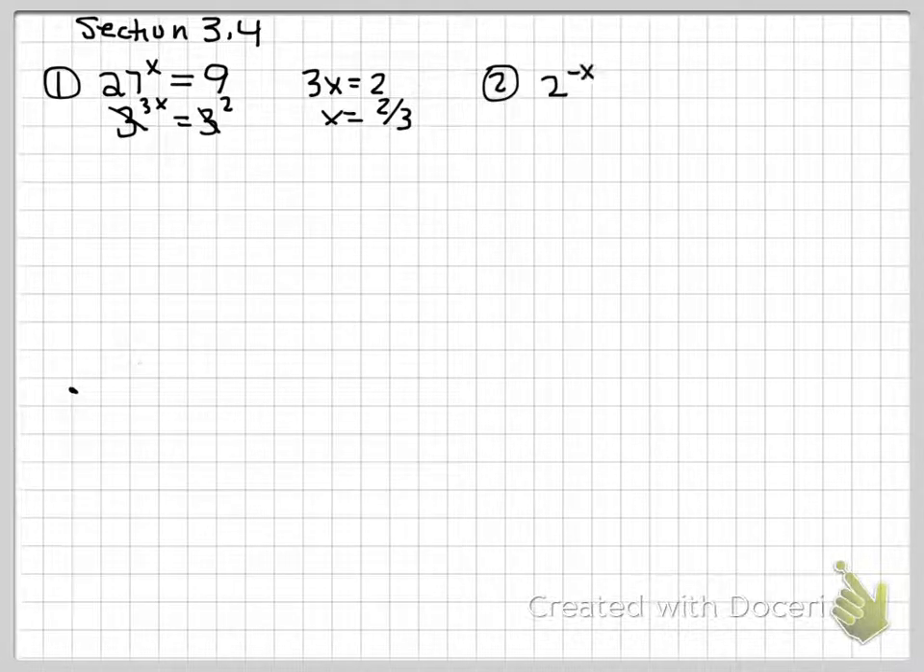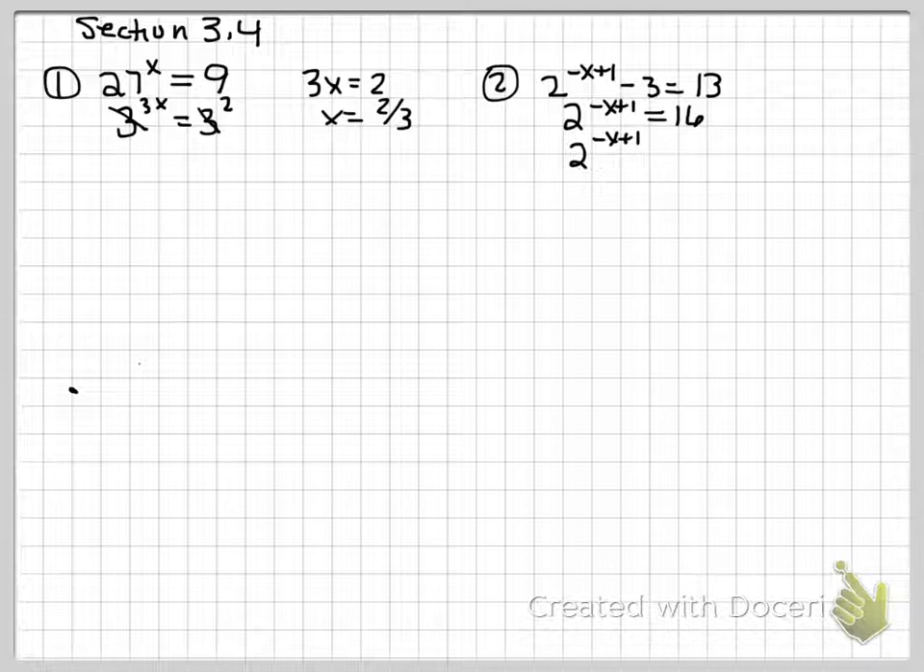2 to the negative x plus 1, minus 3, equals 13. We're going to isolate the 2 to the negative x plus 1 by moving the negative 3 to the other side. And I get 2 to the negative x plus 1 equals 16. Now we're going to do exactly what we did in the last problem, and rewrite with the same base. So I get 2 to the negative x plus 1 equals 2 to the 4th.